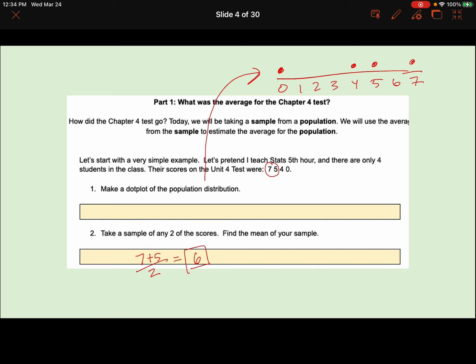You can have a different answer based off of you picking 2 different scores. Maybe you picked 7 and 5 as well. Most likely you picked something different. So either way is fine.